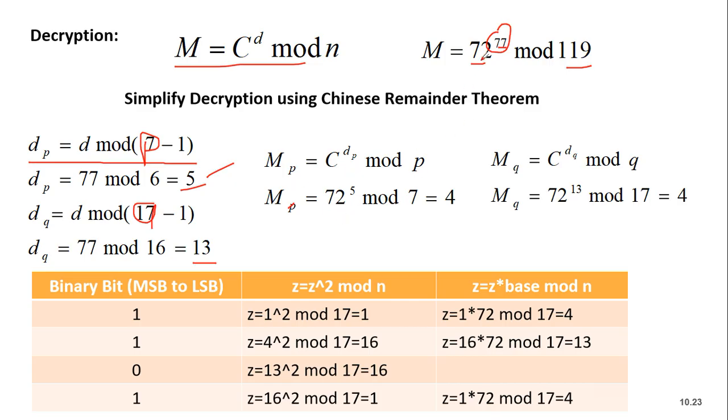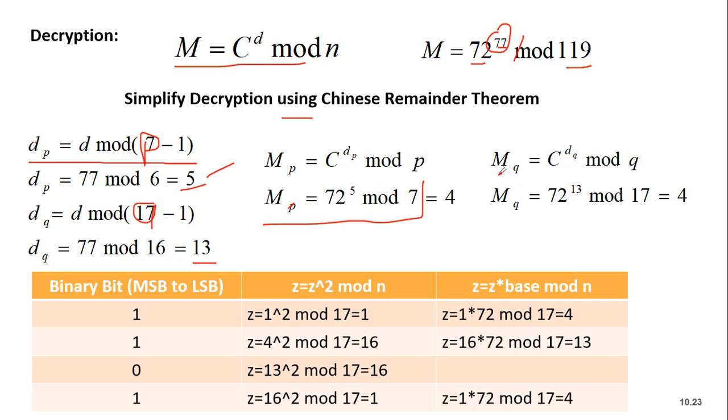Now c is nothing but our 72. Now dp changes from 77 to 5, and instead of 119 we are using the parts, that is 7. That's why we can apply the Chinese remainder theorem at the decryption side, because at the decryption side the receiver knows the p and q values. At the encryption side we can't use the Chinese remainder theorem. Now the equation for mp becomes 72 raised to 5 mod 7. Compared to the earlier equation it is very easy to calculate. Here again we can use the square and multiply algorithm, or we can directly calculate.